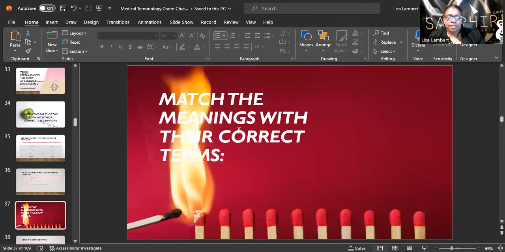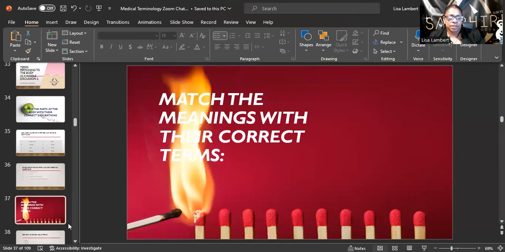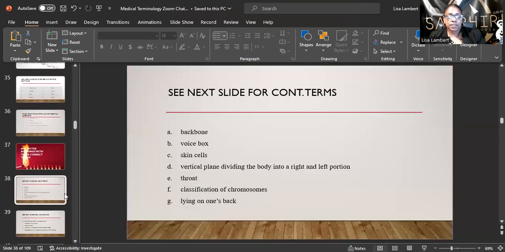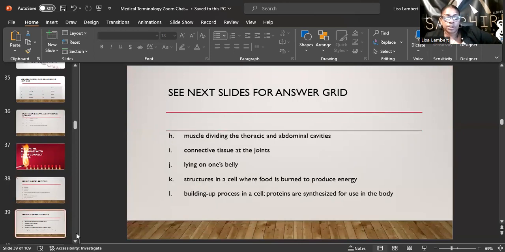Okay, match the meanings with their correct terms. I thought this was cute, that's why I put it right there. See the next slide for terms. These are the terms that you're going to use to put in there. On your test, you're going to see this, and then when you get to the next page or below, you put your answers in there, okay? Everything is multiple choice, so you don't have anything to worry about.